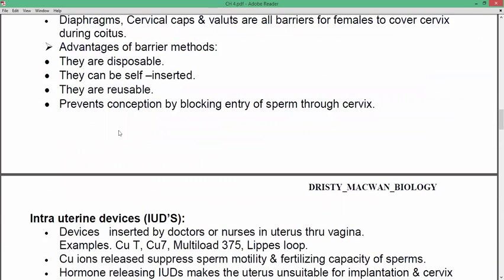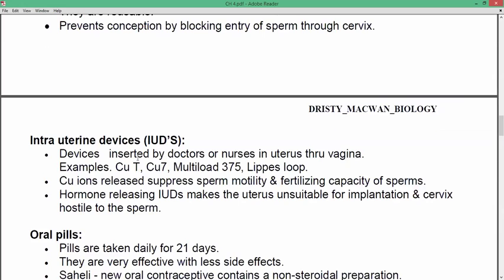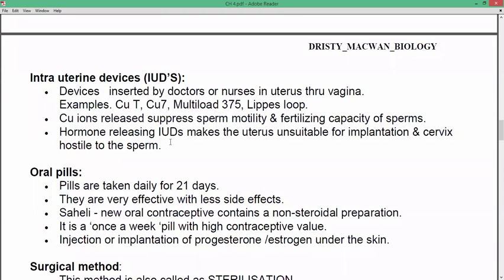So this is about the first method, that is the barrier method. The second method is intrauterine devices. The short form is IUDs, right? And these are the devices which are inserted by doctors or nurses in the uterus through the vagina. Intra means inside, uterine means uterus, and the devices. So those devices which are placed inside the uterus are known as intrauterine devices.